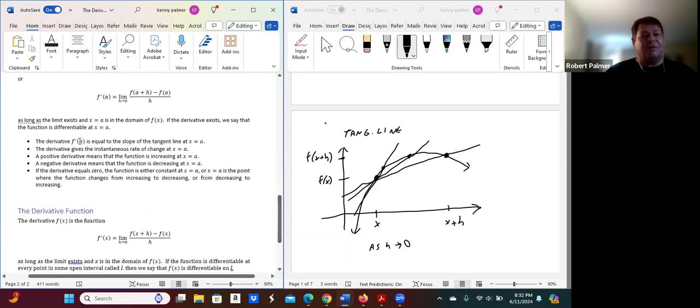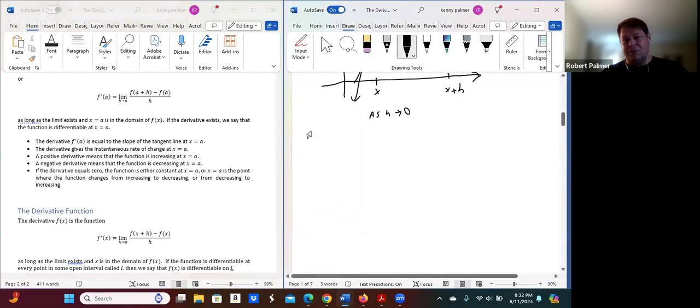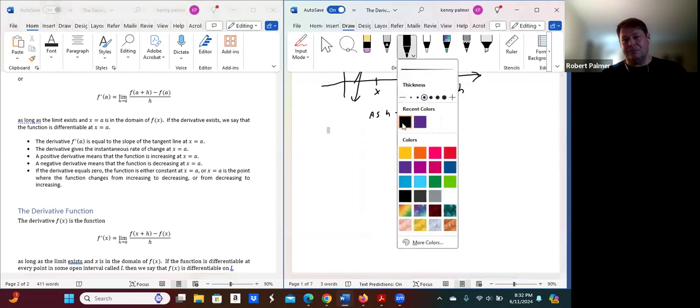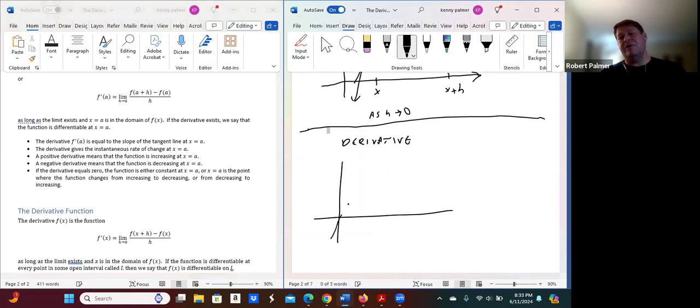Okay, the derivative f prime of a is equal to the slope of the tangent line at x equals a. That's what we've been saying. Okay, it goes back to this first graph up here. So let's do one more graph along the same lines. So it's going to be a similar graph. This is my function f of x.